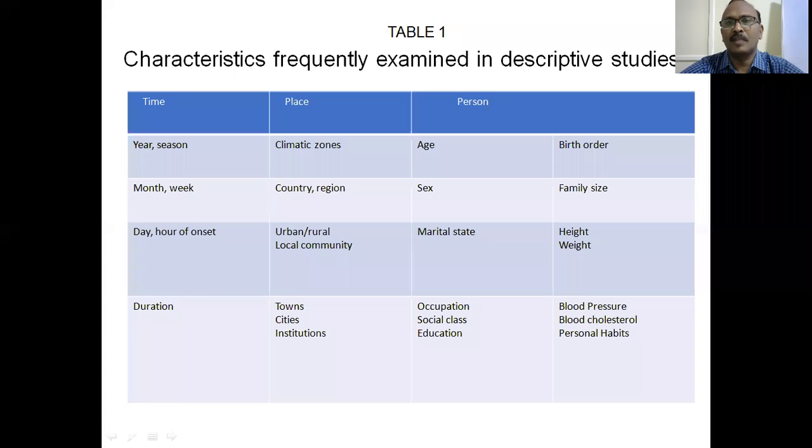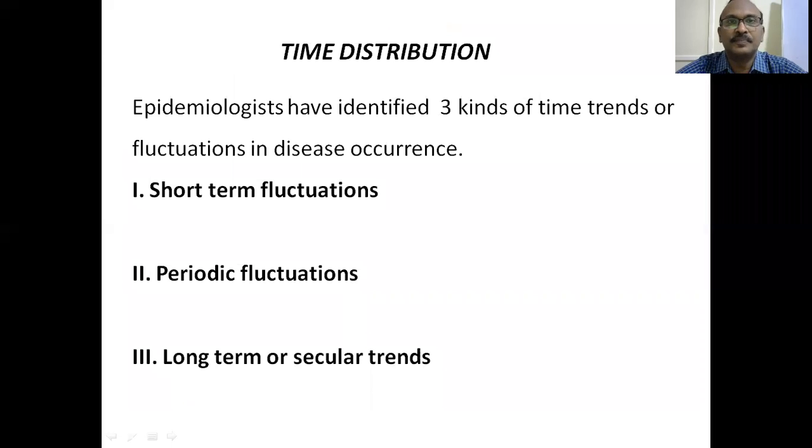Is he of normal height, or of low height? Is he of heavy weight or low weight? Whether the blood pressure is normal or hypertensive, whether blood cholesterol is normal or there is hyperlipidemia or dyslipidemia, and what the various personal habits are, are frequently examined in descriptive studies. It can be smoking, drinking, chewing tobacco or putting snuff, or various other personal habits, or gambling or sedentary habits, which can be examined in descriptive studies.